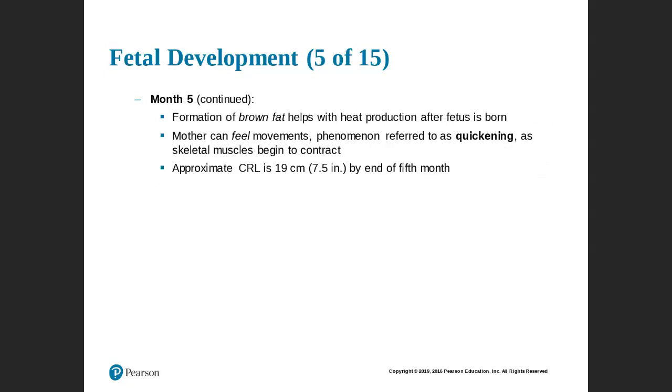Month 5, now you have brown fat being produced, which helps with heat production after the fetus is born. Mother can also feel the movements, as the skeletal muscles begin to contract. That's called quickening. Approximate CRL is about 7.5 inches by the end of the 5th month. They use crown rump length because that's the easiest to measure with the sonogram.